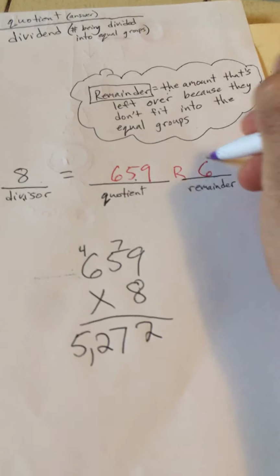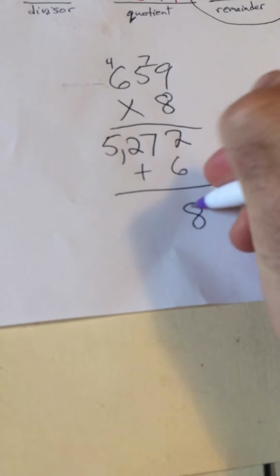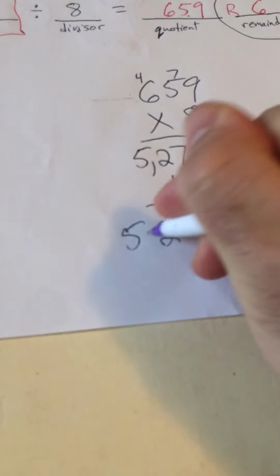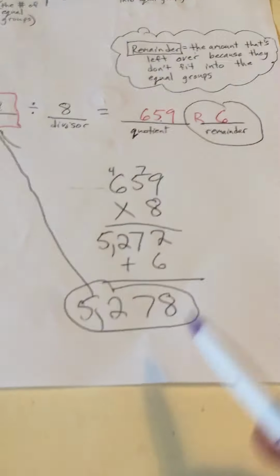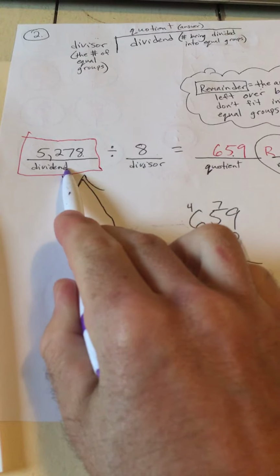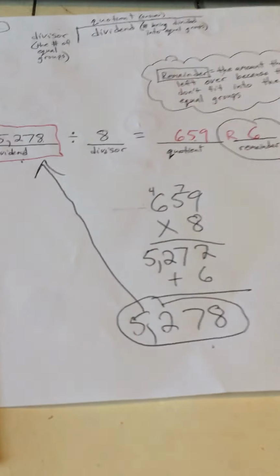Then we have to add the remainder because those ones didn't fit into those groups. So we're going to add them now. 8, 7, 2, 5. 5,278. And that is the same number we started with. So we did get back to our dividend.